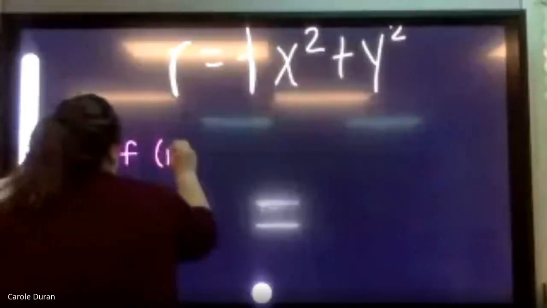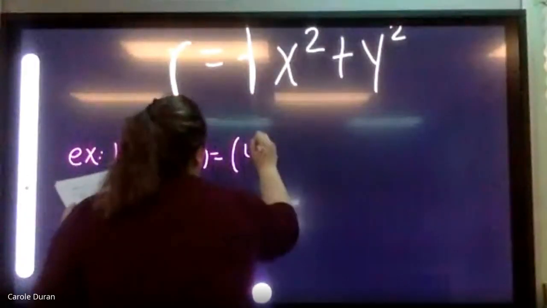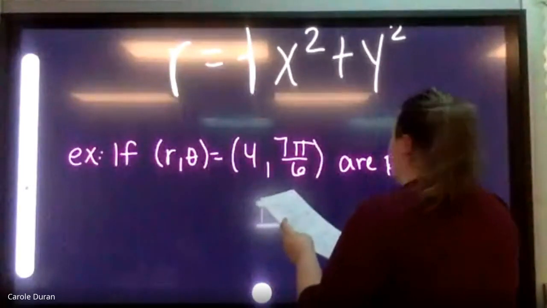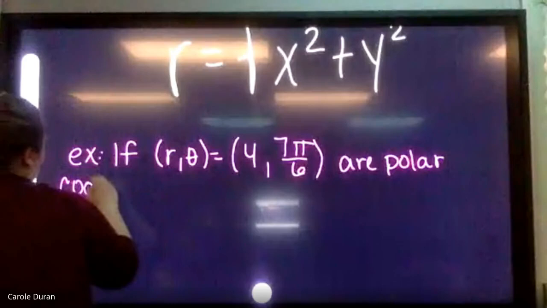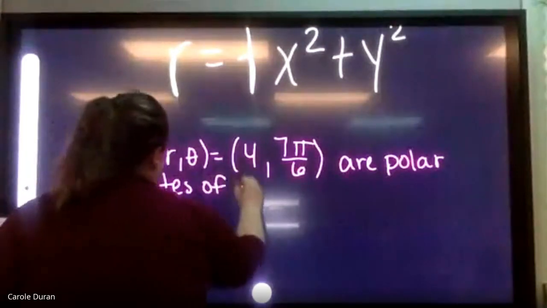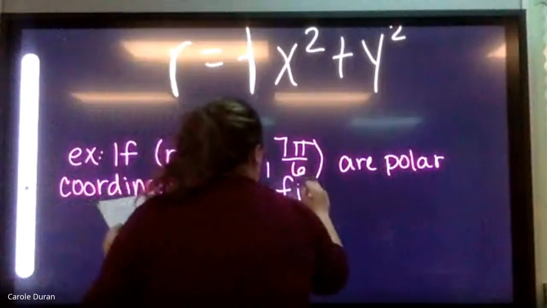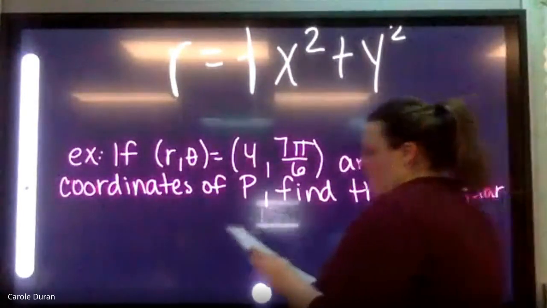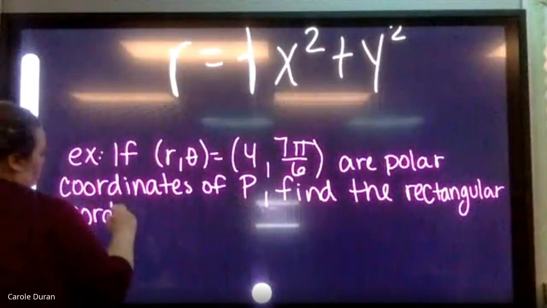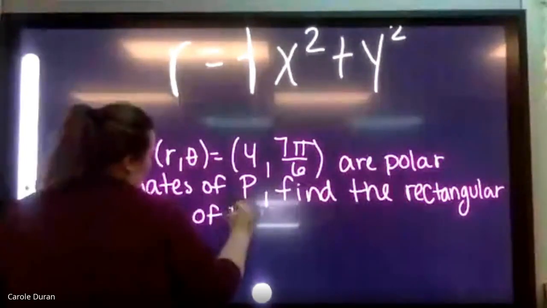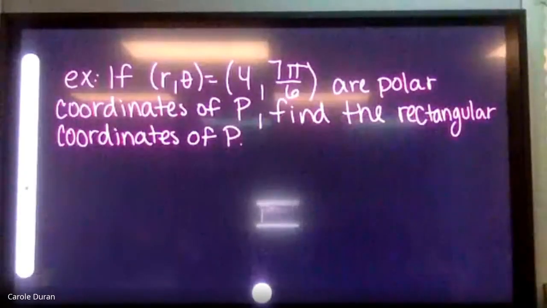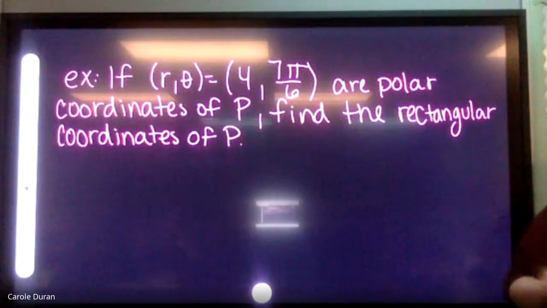So this example says, if r, theta equals 4, 7 pi over 6 are the polar coordinates for my point P, find the rectangular coordinates of that same point P.